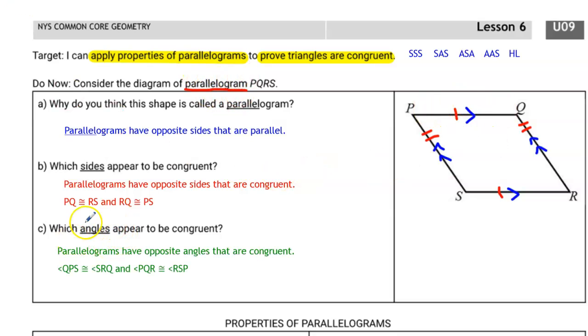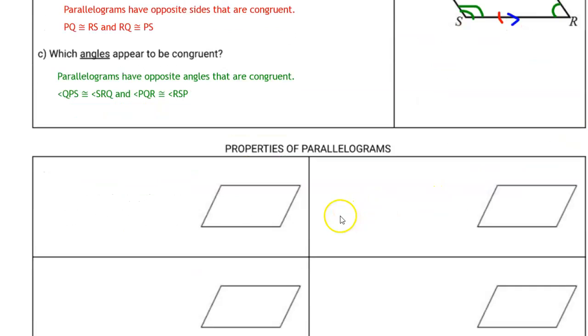And the last exercise asks us which angles appear to be congruent, and we know that parallelograms have opposite angles that are congruent. So QPS, which is here, and SRQ, which is here, are congruent. And additionally, PQR, which is this one in here, is congruent to RSP, which is in here. Okay, so those are facts that we know already about parallelograms. As soon as they tell us it's a parallelogram, we can instantly get these several facts placed into our proof.